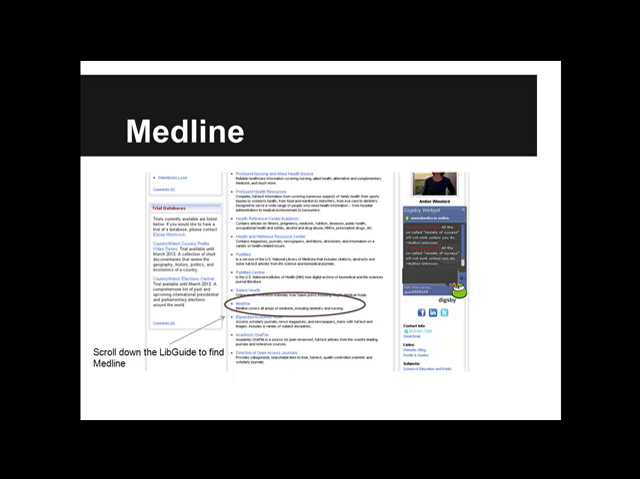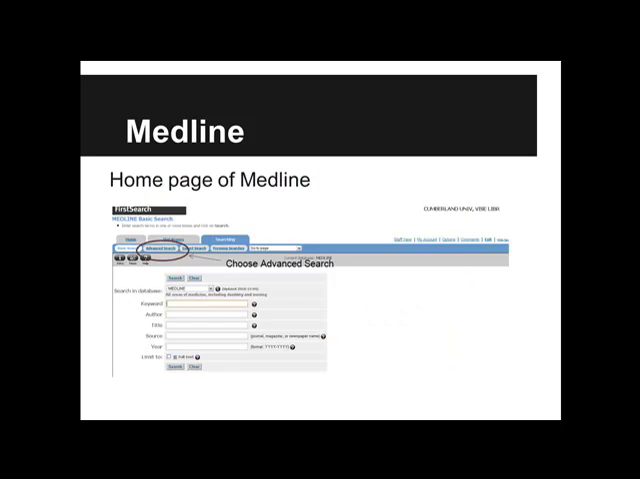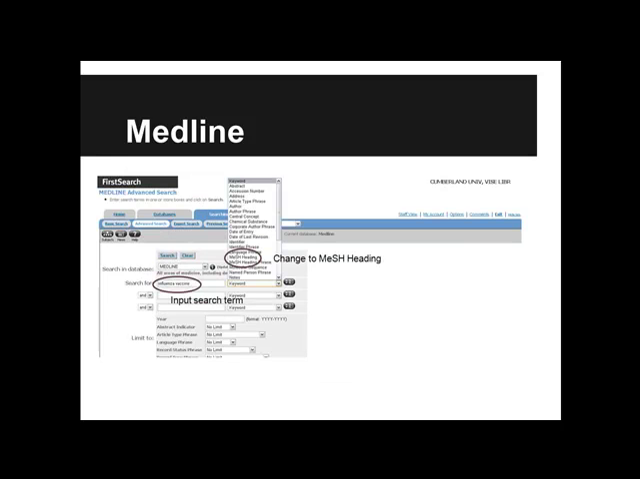You can get to Medline by going to the Nursing Lab Guide in the Find Articles tab, then scrolling down the page. We'll start on the Advanced Search menu of Medline and put in the search term influenza vaccine and change the search menu to mesh heading. You don't have to do a mesh heading search, but I'm going to in this case since we know what the heading is.